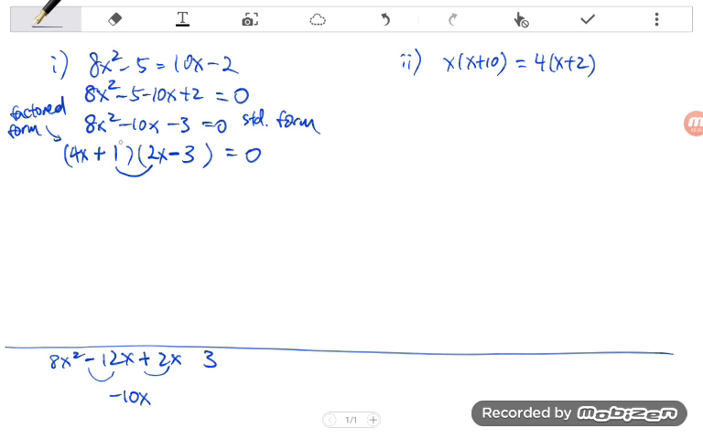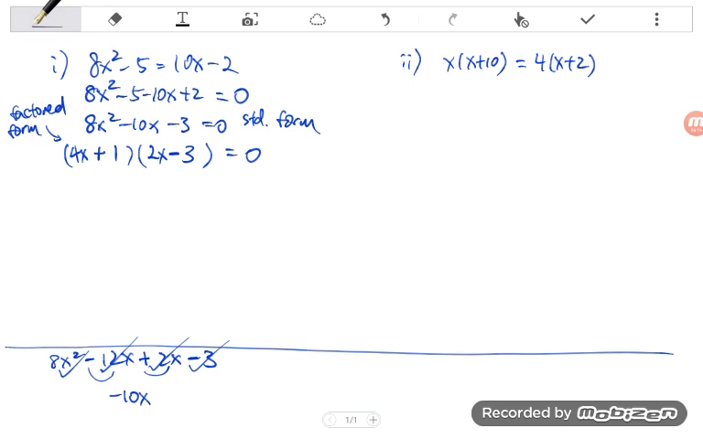So 4x times 2x gives me 8x squared. That's good. 4x multiplied by negative 3 gives me negative 12x. That's good. Positive 1 times 2x gives me positive 2x, so that's good. And finally, positive 1 multiplying negative 3 gives me negative 3, which is good because I need a negative 3 there. So it's perfect. Everything is perfect, right?